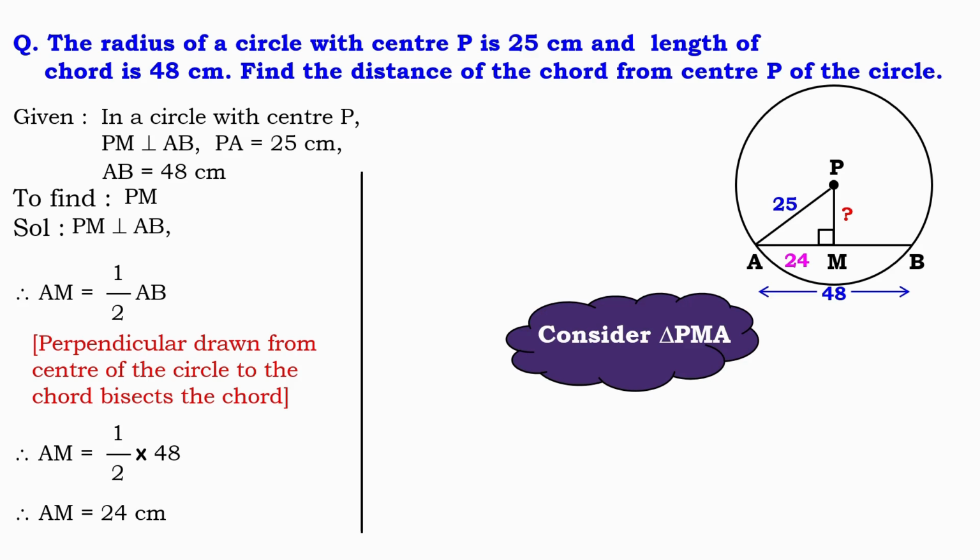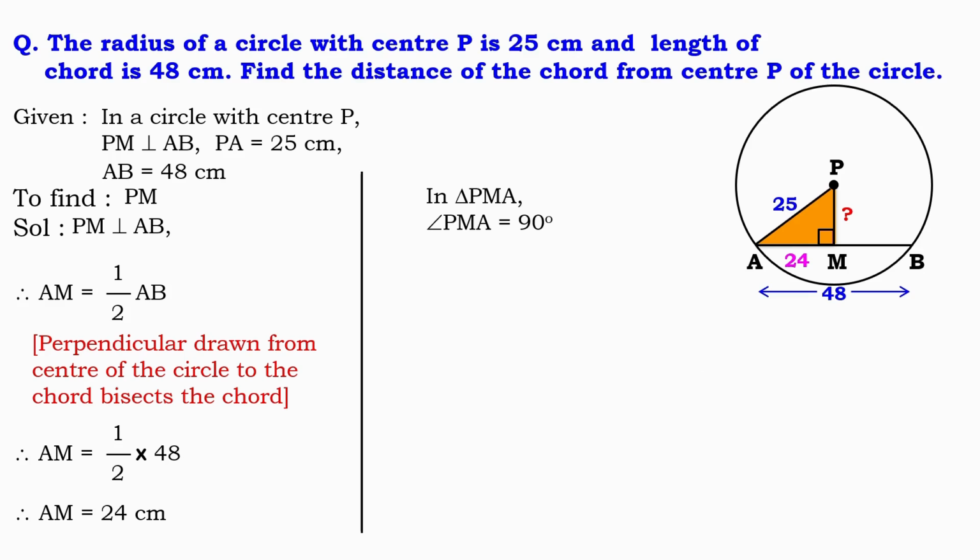Now consider the triangle PMA. We can clearly see that PMA is a right angle triangle, so angle PMA is 90 degree. We can easily apply the Pythagoras theorem over here, because we know AM, that is the base, and we know AP, that is the hypotenuse, and PM will be the height. So we can apply the Pythagoras theorem to find the height. So PA square equal to PM square plus AM square.